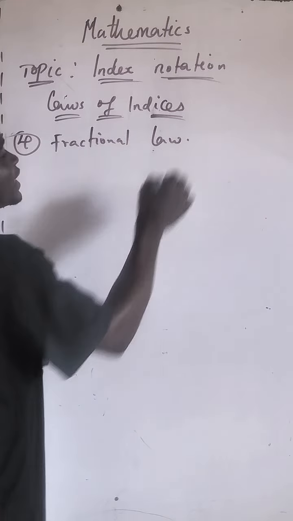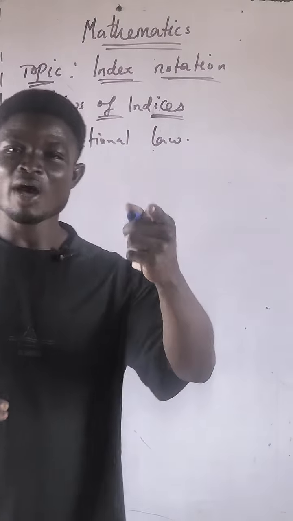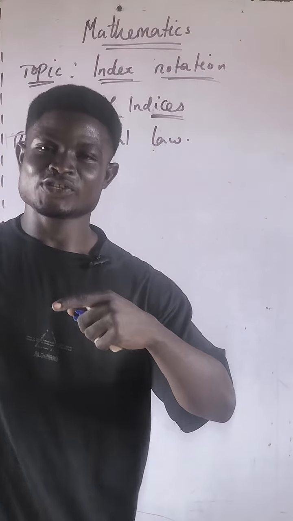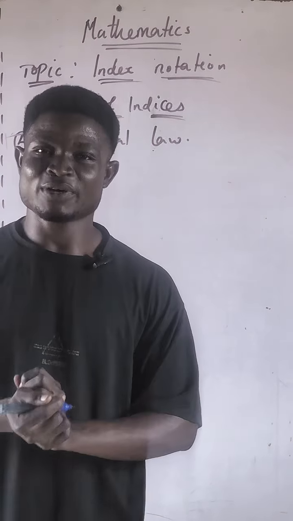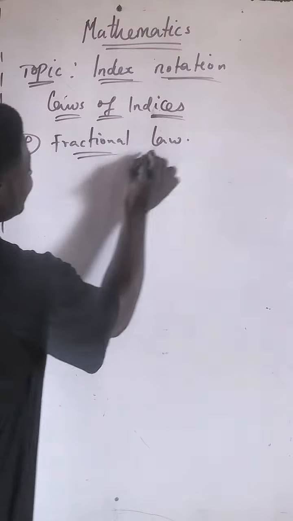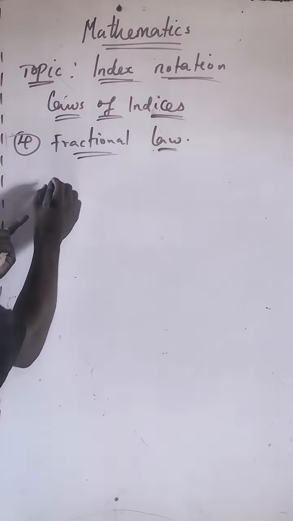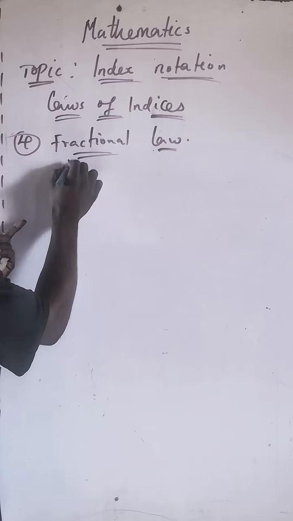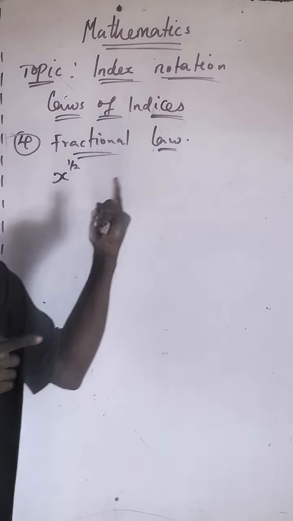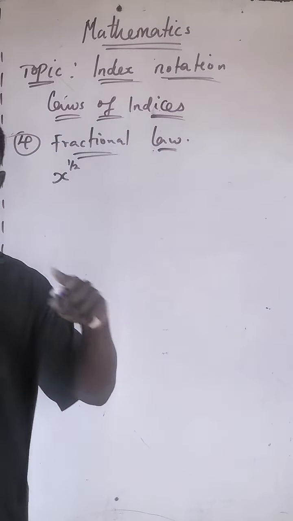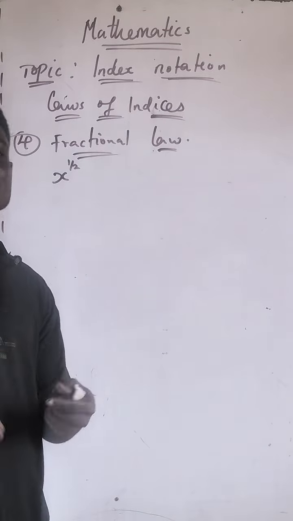Law. Okay, in this case now, the power of the base is a fraction. What do you do in this scenario? For instance, I'm having here x raised to power 1 over 2. Here now, the power is a fraction. Okay, the power is now a fraction. So what are you going to do?